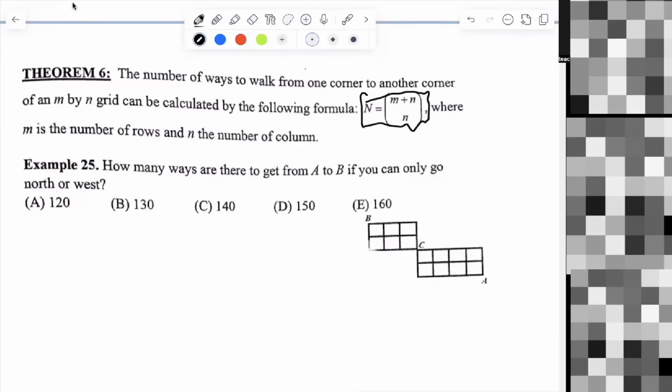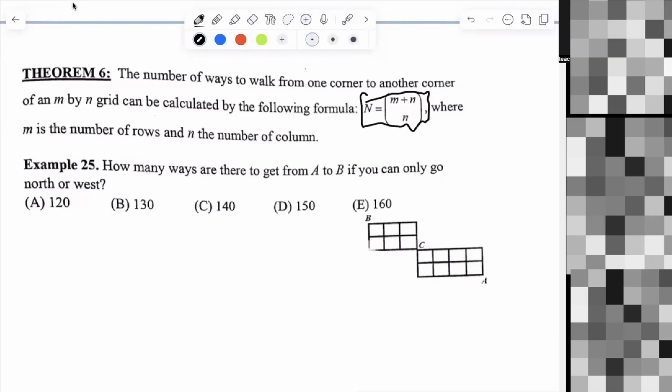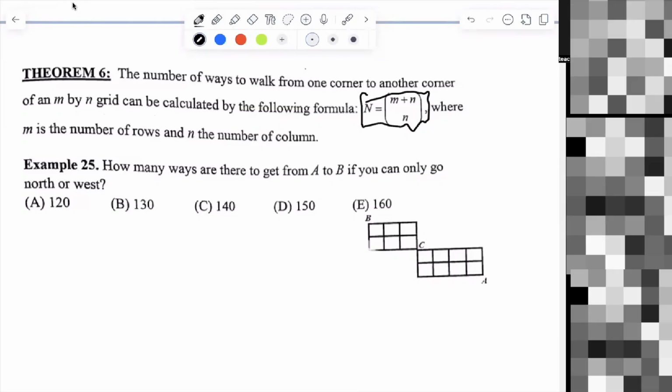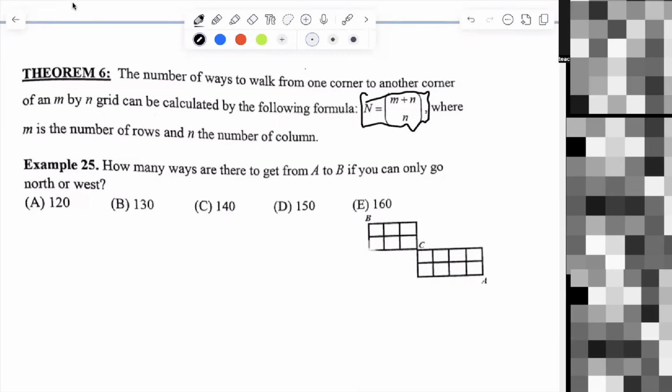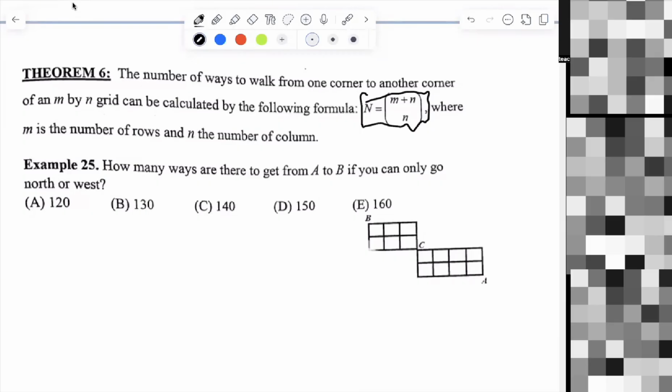In most of your AMC 8, AMC 10, AMY journey, you'll find a bunch of these problems in the past questions and the current questions and the future questions. This is why memorizing this formula was very important. And how do we derive this?